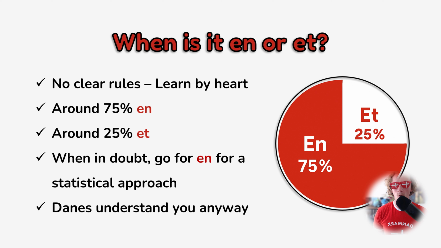And another little rule of thumb is that 75% of the words are en and 25% are et. So you can always go for the statistical method if you're in doubt and just go with en. But in truth, if you're learning the language, Danes will also be very forgiving with you. And they will understand what you're saying, no matter if you say en or et, as long as the noun is correct. But still, listen up and try to remember everything.